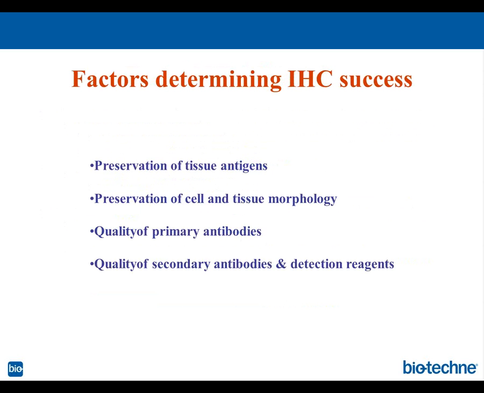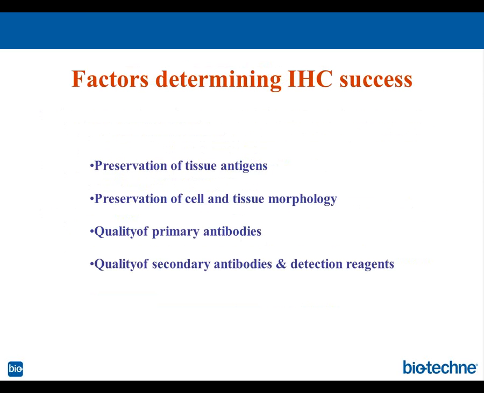What are the critical stages or events which will determine IHC success? First of all, we need to preserve tissue antigens. Otherwise, we will not be able to detect them, no matter how good our primary antibodies are. We also have to preserve cell and tissue morphology, because they need to be as close to their original state as possible.